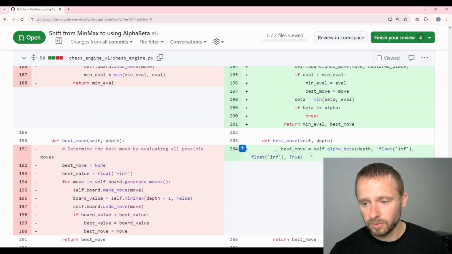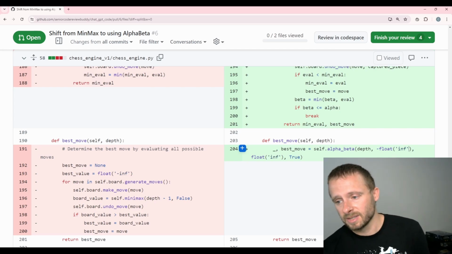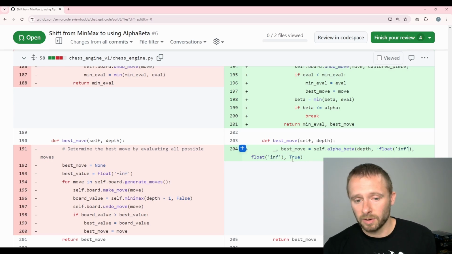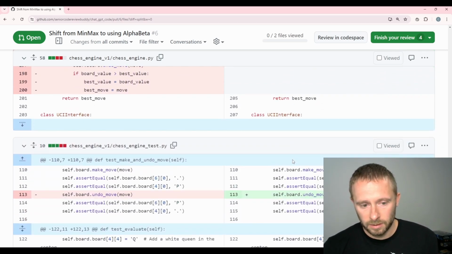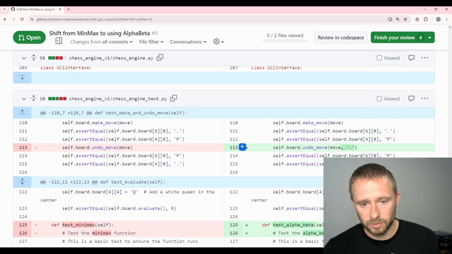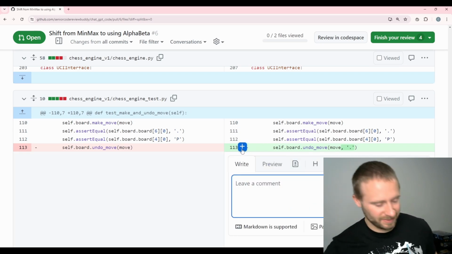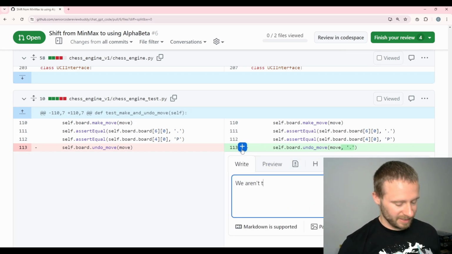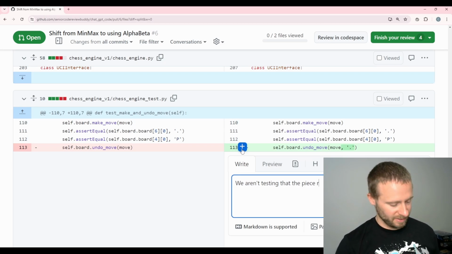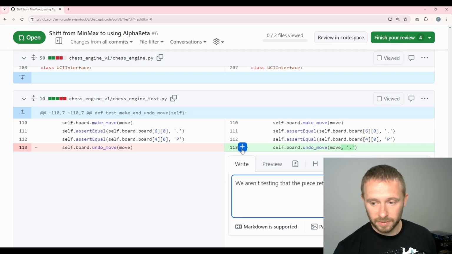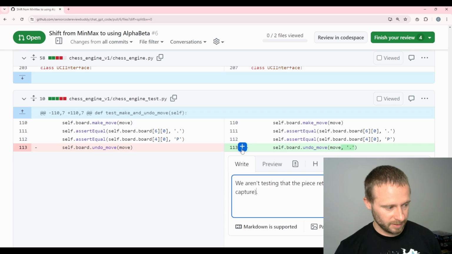Okay, and then best move just works by doing the alpha beta, with negative infinity alpha, positive infinity beta, and we are maximizing. Okay. And then undo move. As mentioned, we're not testing that the piece returns after an undo, if there was a capture.